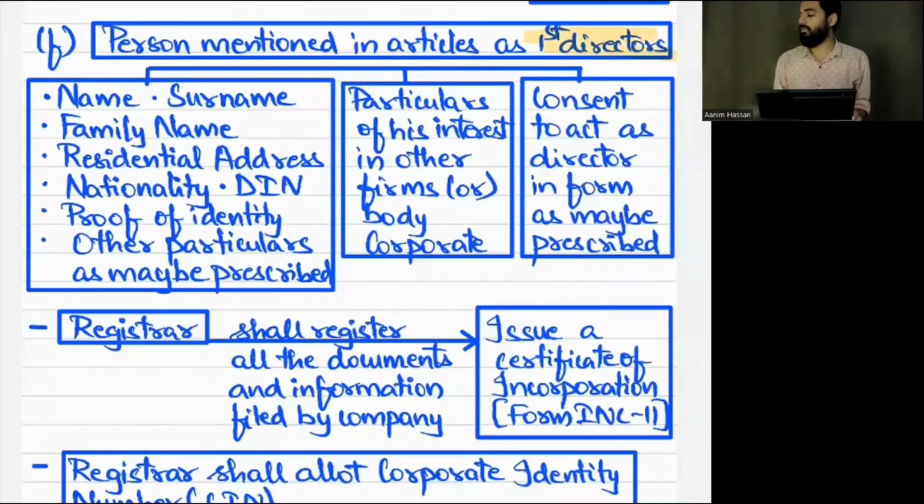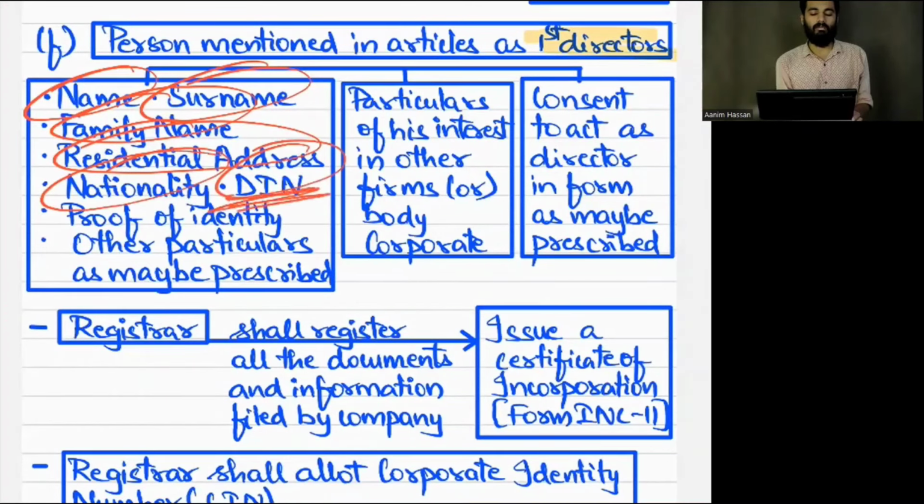So what next? In the case of first directors, what will they give? They will give the name, surname, family name, residential address, nationality, DIN (director identification number), proof of identity, or whatever the Central Government prescribes to be given. And they will also state that yes, I am interested to work as a first director in this company. He has to give his consent. Then he also has to disclose whether he has any interest in other firms or other bodies corporate.